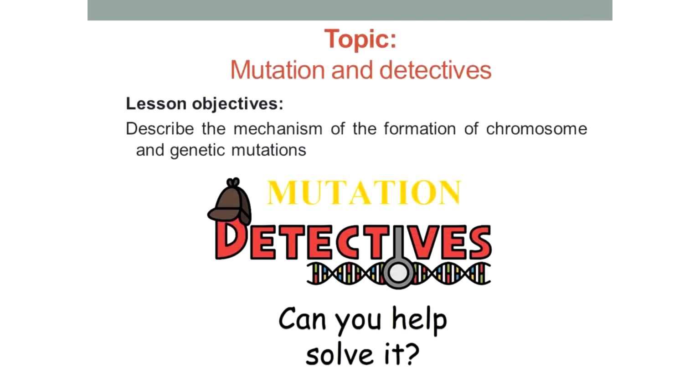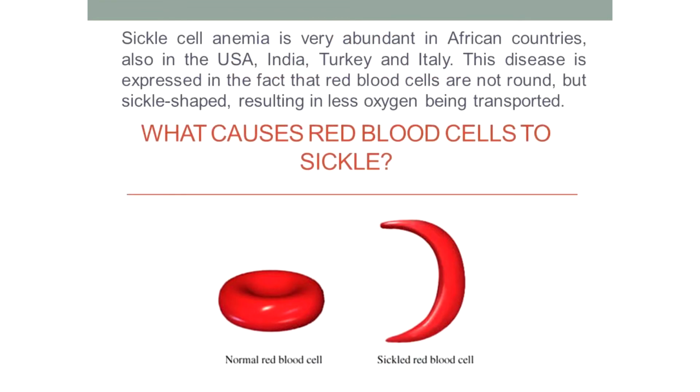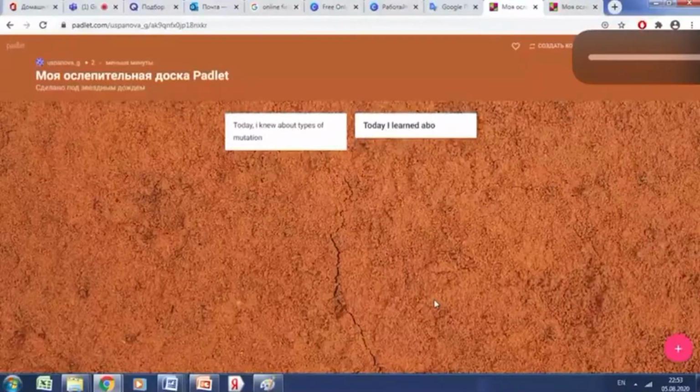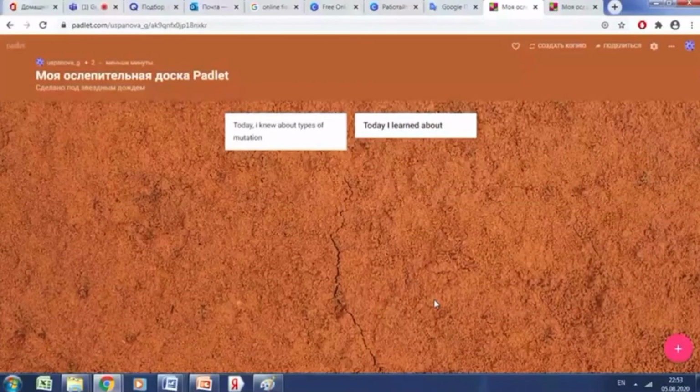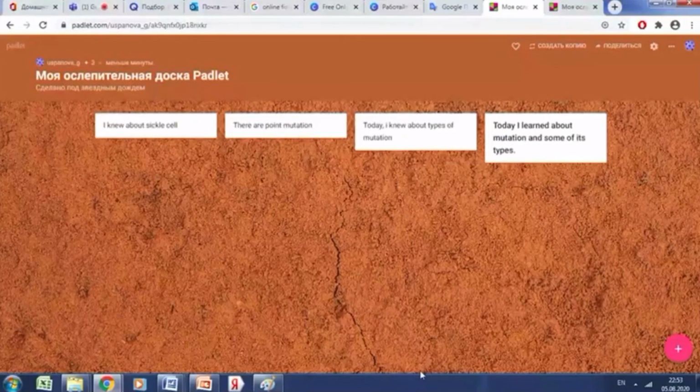Go back to the objective of the lesson and again consider the initial problem question of the lesson. Complete the answer. Using the site padlet.com, we conduct a reflection on today's lesson. Students write their opinions so you can determine the direction for the next lesson.